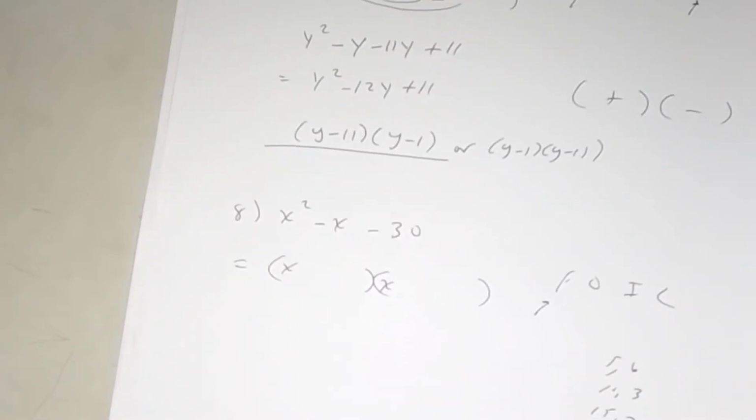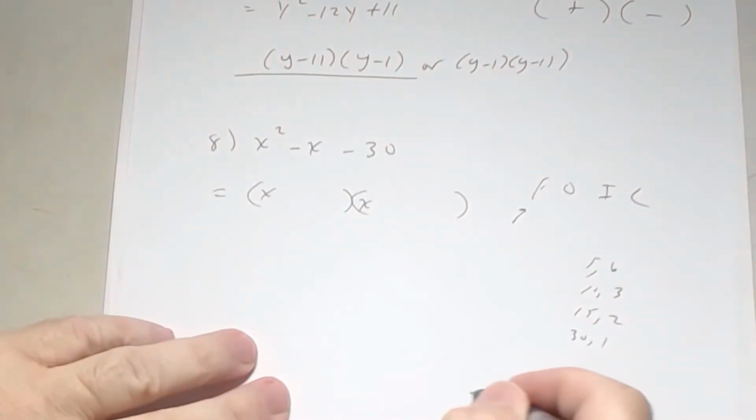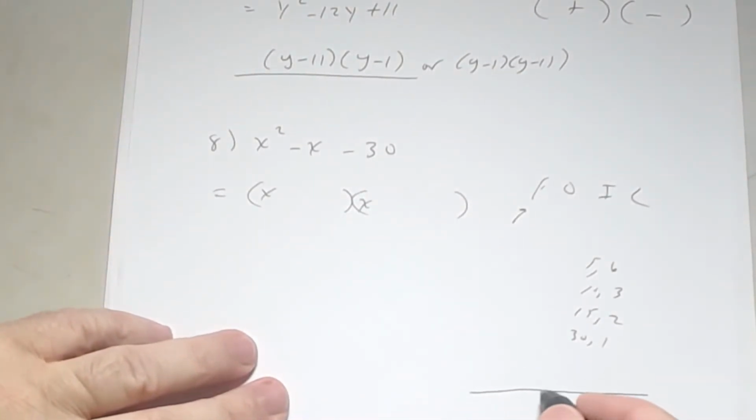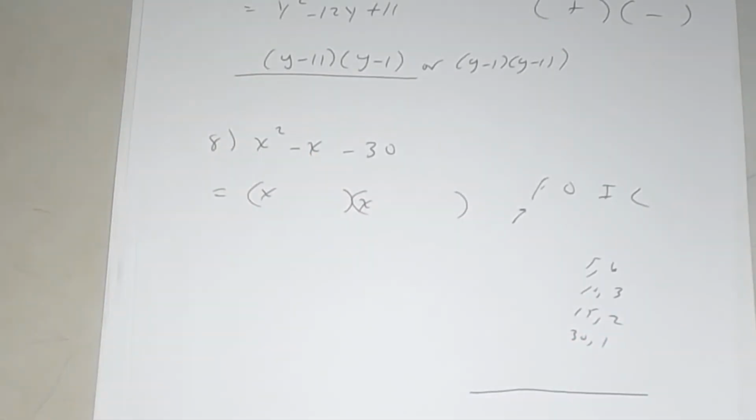Y'all agree? So there's quite a few of them, right? What you want to try first are the numbers closer together on the number line. It doesn't always work, but that's what you want to try first. Which two numbers are close together on the number line? 5 and 6. 10 and 3 is further away, right? 15 and 2 is further away. 30 and 1 is the furthest. So you want to try 5 and 6 first.